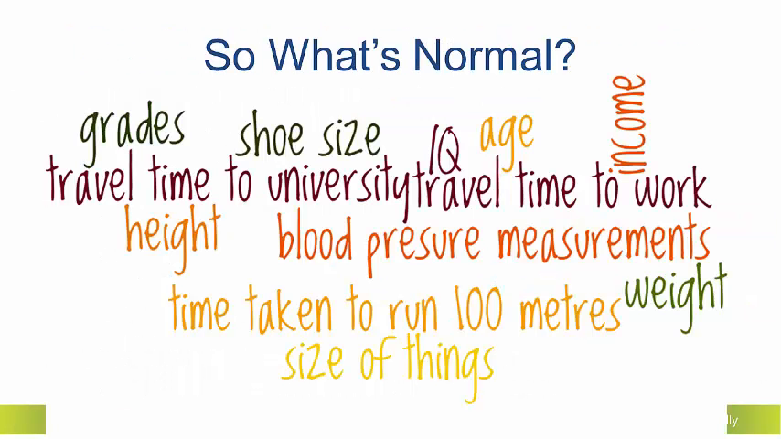Okay, so what random variables do you know follow a normal distribution? Well, the answer is so many. Here are some examples on the slide. We've got grades, travel time to uni, travel time to work, blood pressure measurements, weight, height, time taken to run 100 metres, size of things, income and so on. So let's take one of those. We've got IQ. IQ we know has a mean of 100 and a standard deviation of 15. It's normally distributed because most people fall around that mean of 100 and fewer people are in the tails of the distribution, having very low IQ or very high IQ values.